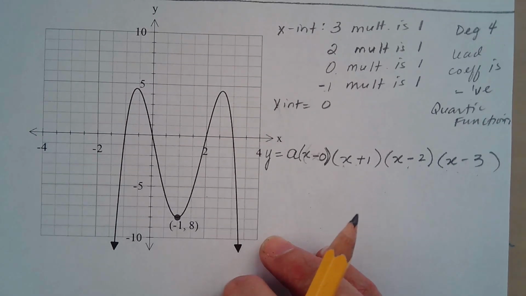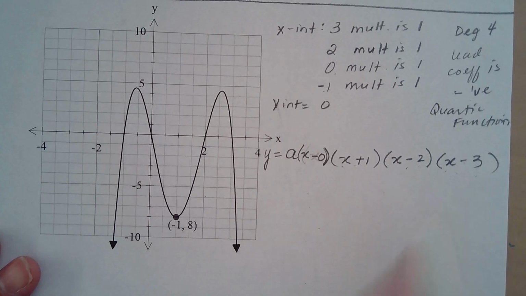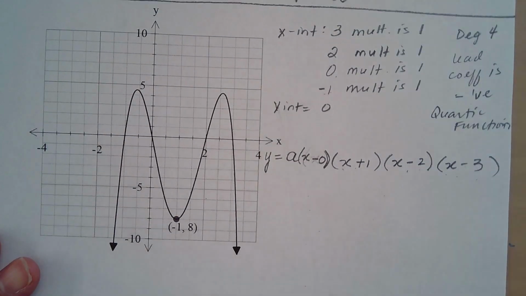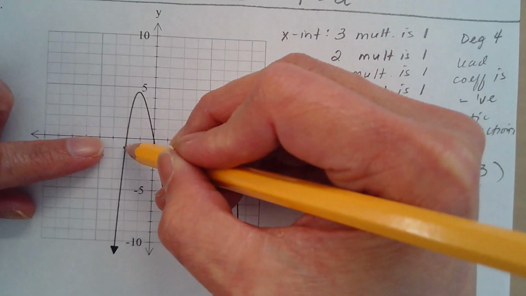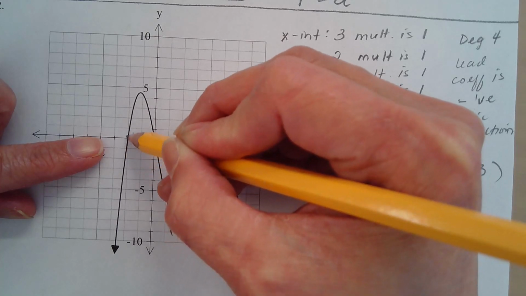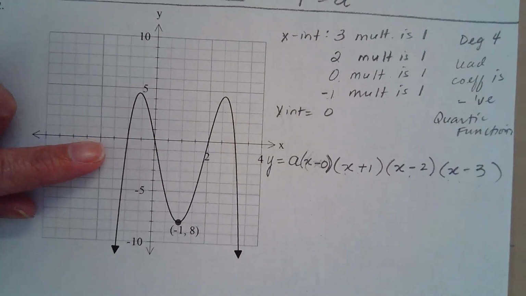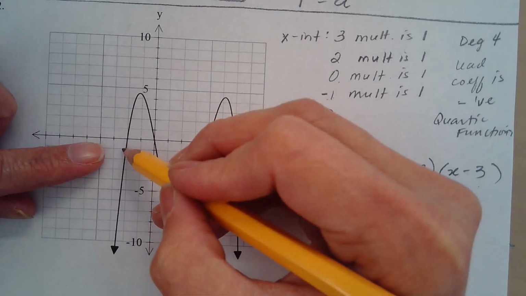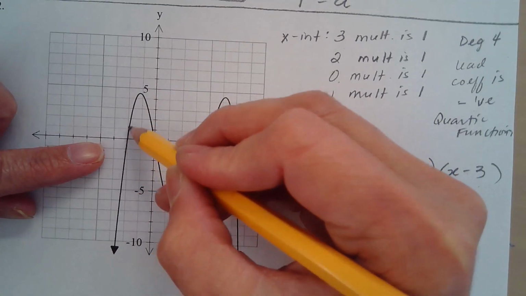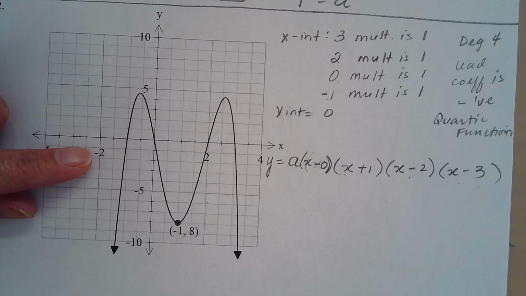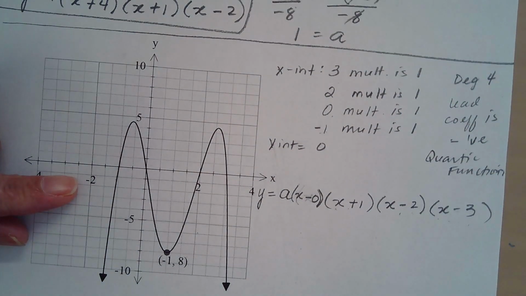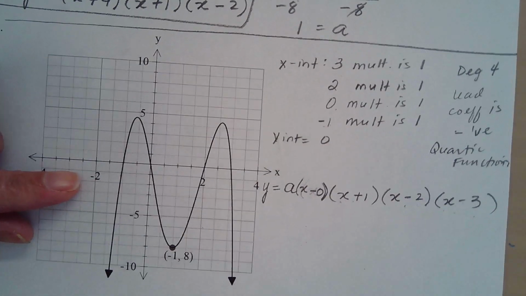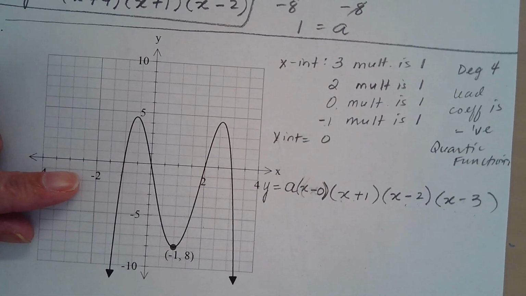How do I know that I multiply these? The multiplicity is 1. How do I know the multiplicity is 1? Multiplicity is 1 because as you can see here, it just went through. There's no bounce, and there's no S snake shape. So we know it's multiplicity 1, 1, 1. Just go straight through. Okay? Good. Any other questions before we move forward?